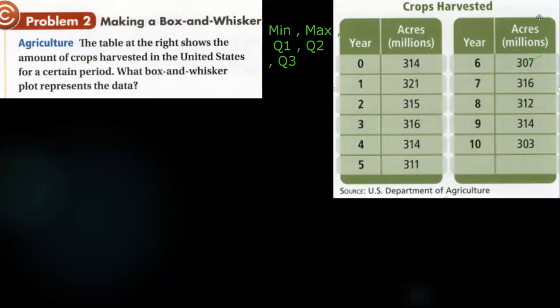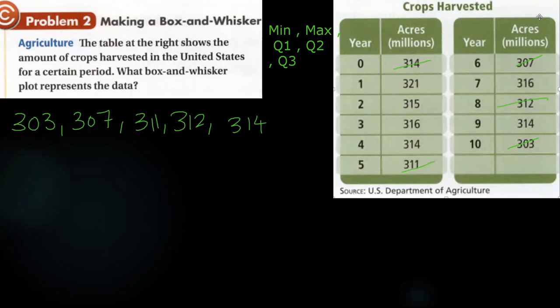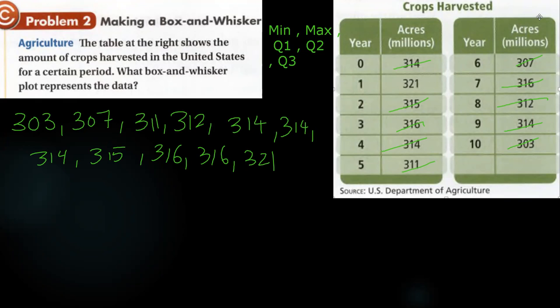To arrange the data, let's see, where's the minimum number here? We have 307. No, sorry, we have 303 first. So 303, 307... 321. So first I arrange the data.